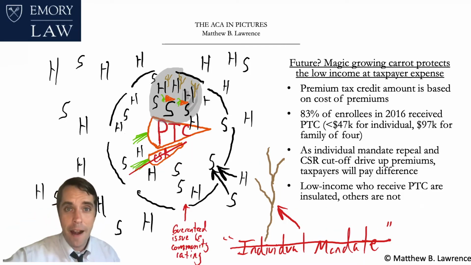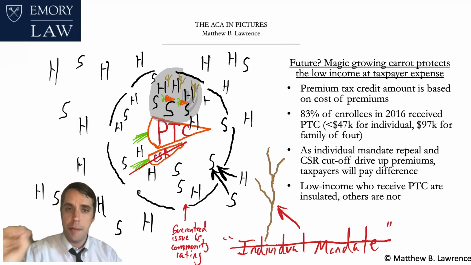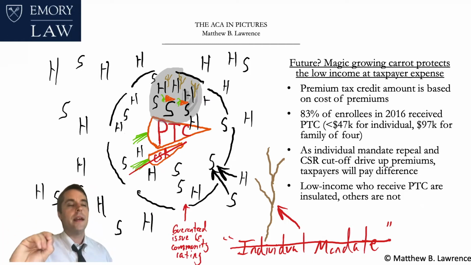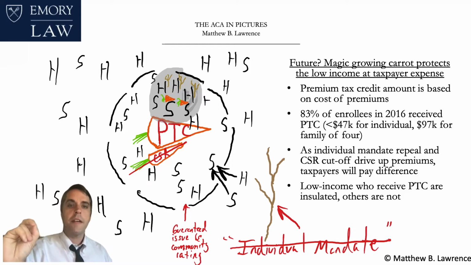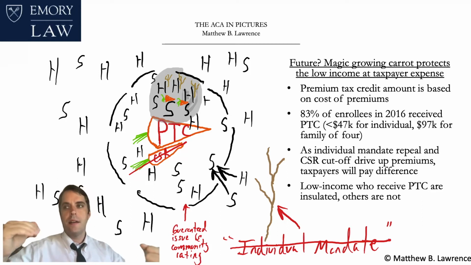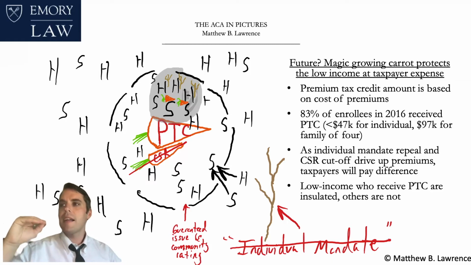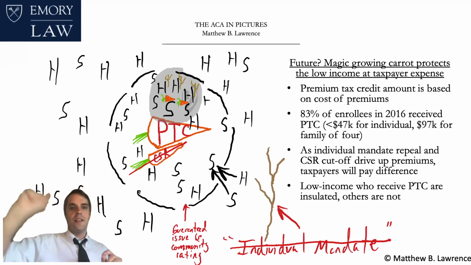The PTC carrot, I've drawn it big on the screen. The PTC carrot, the premium tax credit that helps people afford insurance in the individual market, is still intact, and it is built in a way that is very resilient. The amount of the premium tax credit that you receive if you enroll and are eligible is not based only on your income. It is based on your income and the cost of premiums.